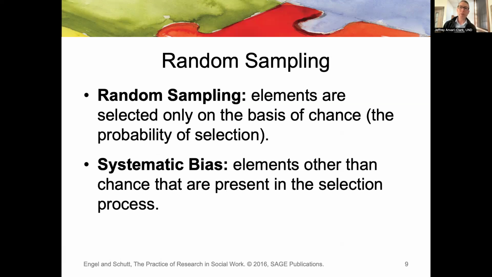When we talk about random sampling, this is where all of our elements, all of our respondents, are selected purely on the basis of chance. So we have a degree of probability of their selection that we can hopefully measure. Interestingly, some mathematicians have found that when you're flipping a coin, which should be random, it's actually not random.